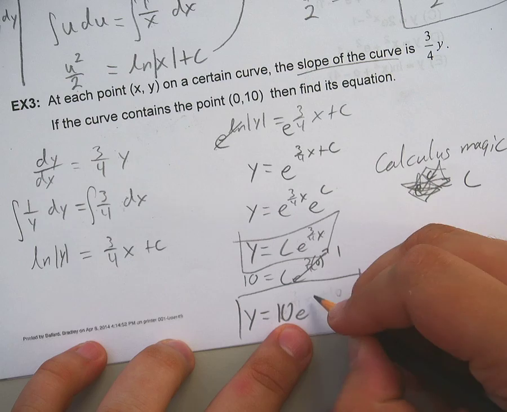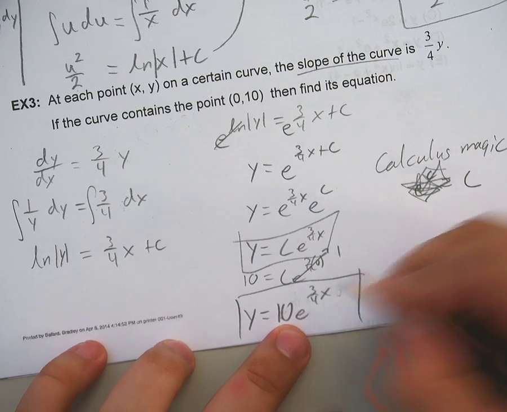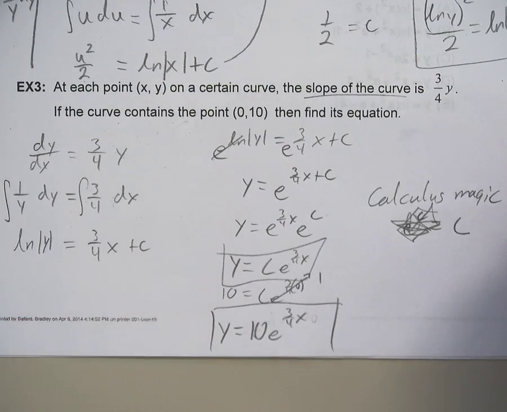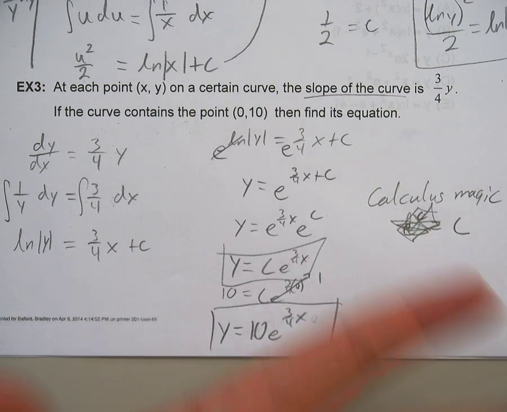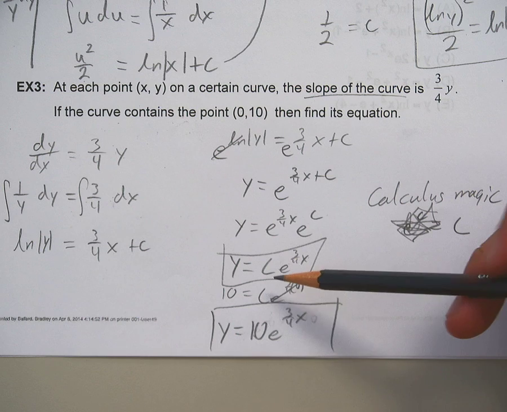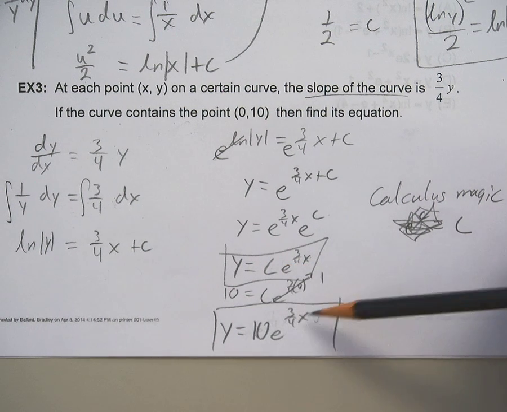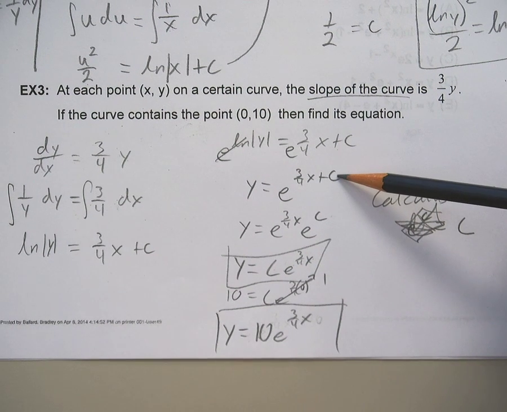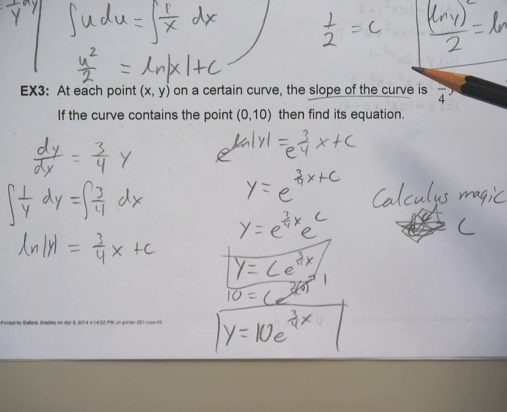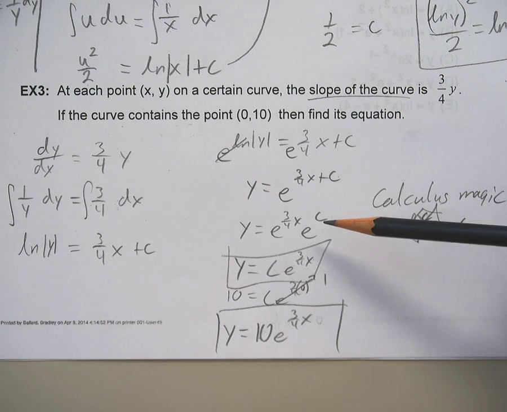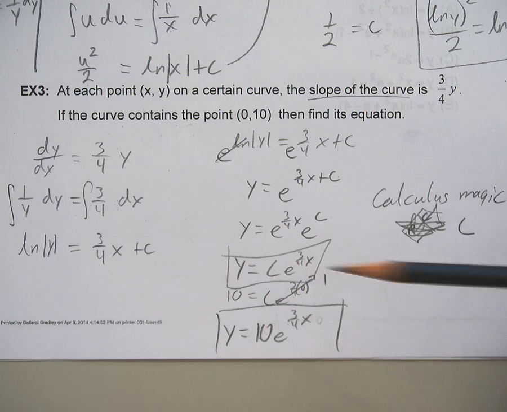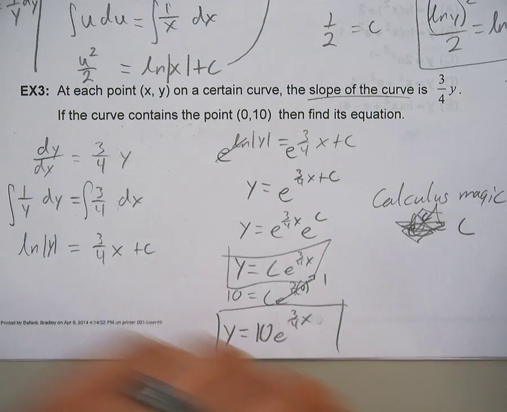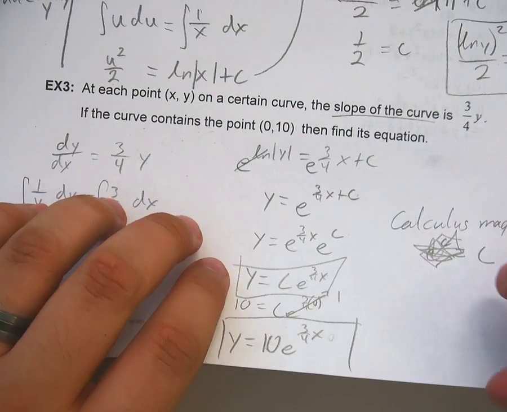10 e to the 3/4 x. I got so distracted by the magic that was happening on my paper that I didn't even pay attention to what I was doing. This is the c I solved for, so it's 10. If I was to use this c up here, it would make it a different c, and it would throw my equation off. But by bringing it down and just calling it some other c, I got to make sure I put it back into that equation where I got c from. As some like to say, getting sassy with the calculus.